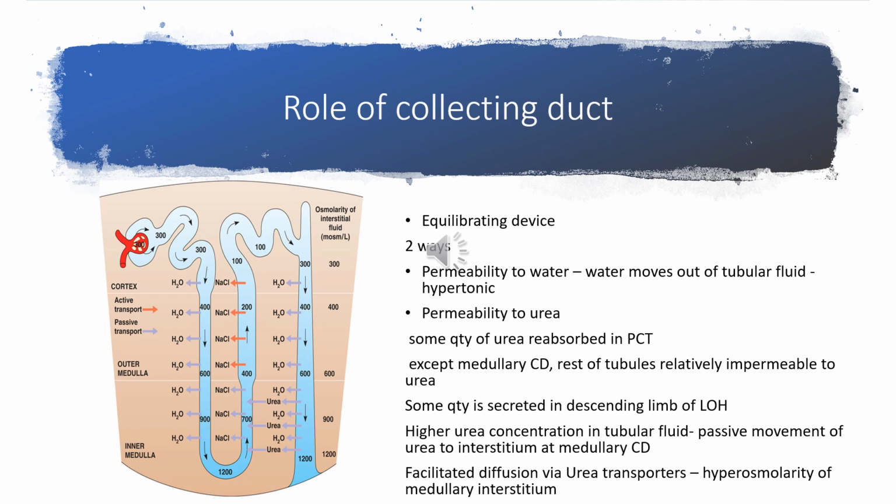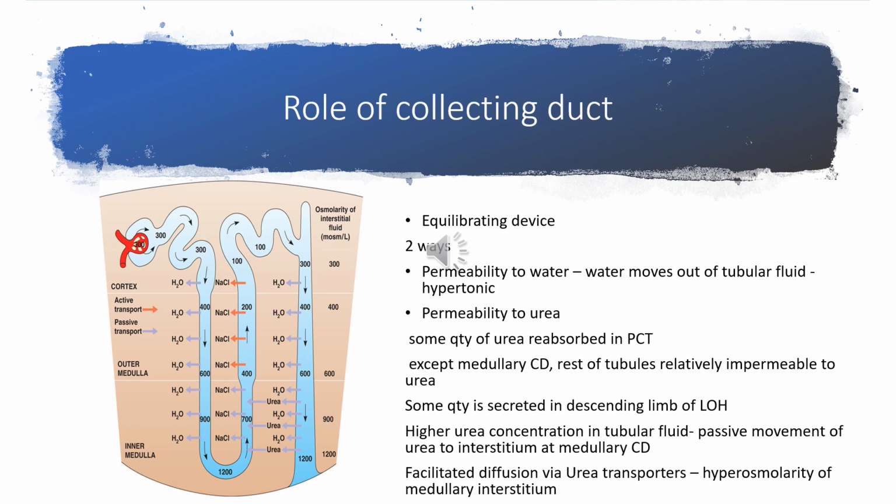Second method is by its permeability to urea. Some amount of urea is reabsorbed in the proximal convoluted tubule from the glomerular filtrate. And then as it passes through the nephron, some portion of urea will be secreted into the tubular fluid in the descending limb of loop of Henle.